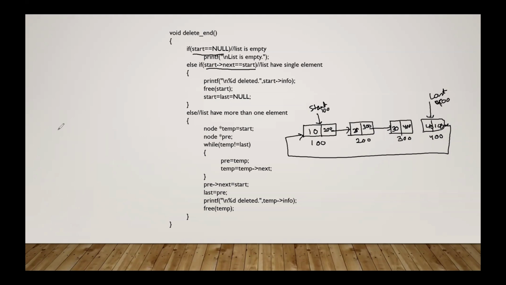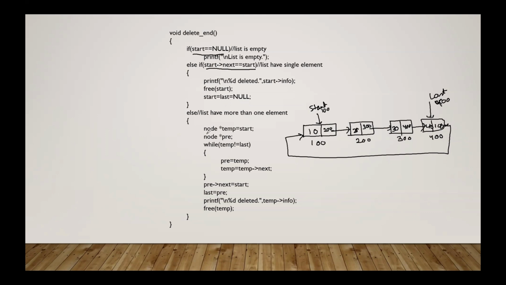So this is the circular linked list given. We have to delete from the end position, which means we want to delete this node. Which node do we want to delete? This node we want to delete. So this is our main objective in this program.